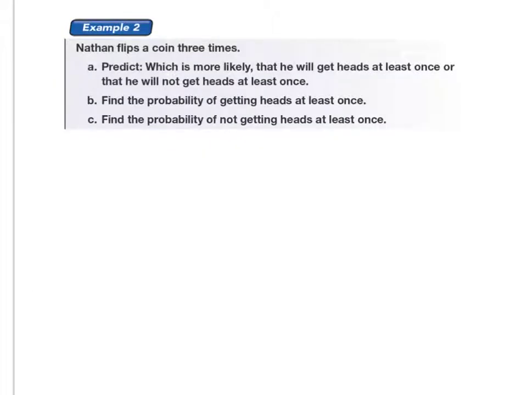Okay, Nathan flips a coin 3 times, and we need to predict what is more likely, that he will get heads at least once or that he will not get heads at least once, and we want to find those two probabilities. Okay, well, first thing we need to know about probability is how many total outcomes there are. Okay, so Nathan's flipping a coin 3 times, so he's going to flip it once, and then flip it again, and then flip it again.